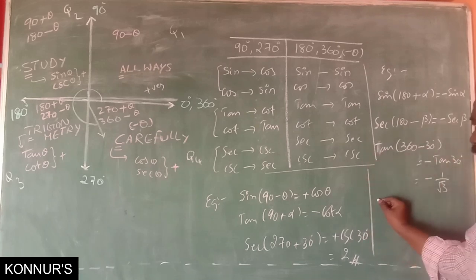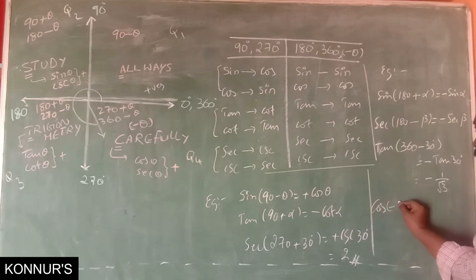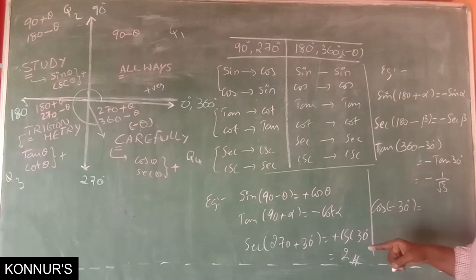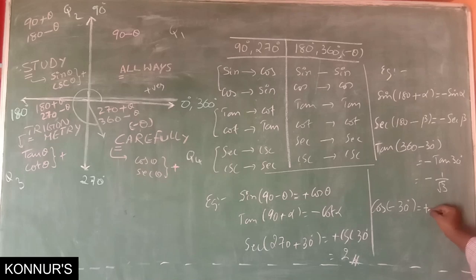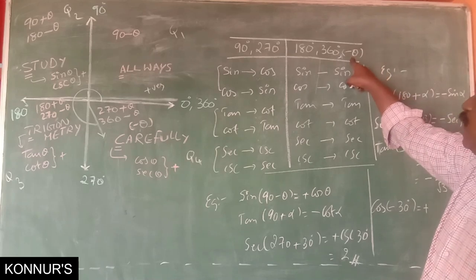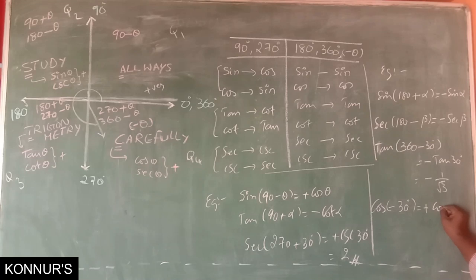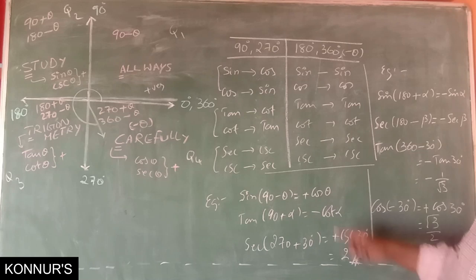Like the last one, one more example. Suppose cos of minus 30 degrees is there. Minus 30 is a negative angle, and a negative angle means the fourth quadrant. In the fourth quadrant, cos is positive, so it is a plus. When a negative angle is there, cos remains cos. So it is cos 30 degrees only. Cos of minus theta is plus cos theta. Here it is 30 degrees, so it is plus cos 30, which is root 3 by 2. Is it clear?